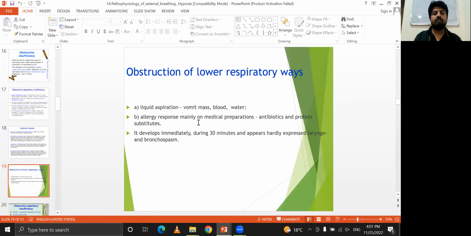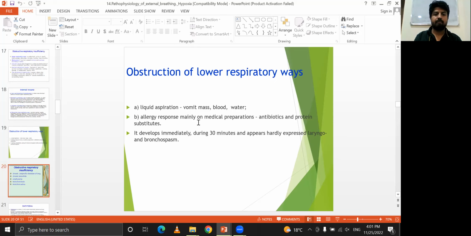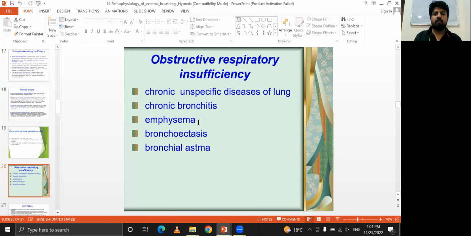Obstruction of the lower respiratory ways includes liquid aspiration, vomit mass, or blood, water. Allergy response mainly to medical preparations, antibiotics, and protein substitutes develops immediately, within 30 minutes, and appears as strongly expressed laryngospasm and bronchospasm. So it is ORI, obstructive respiratory insufficiency.